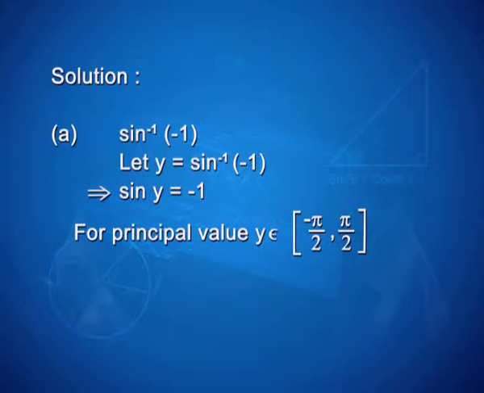Suppose y is equal to sine inverse of minus 1, then by definition sine of y is minus 1. Sine of y is minus 1 at infinitely many values of y, but since our principal values lie between minus pi by 2 to pi by 2, you will only select that y which gives us minus 1 and lies in this interval, which obviously is minus pi by 2, and that is the principal value of sine inverse minus 1.